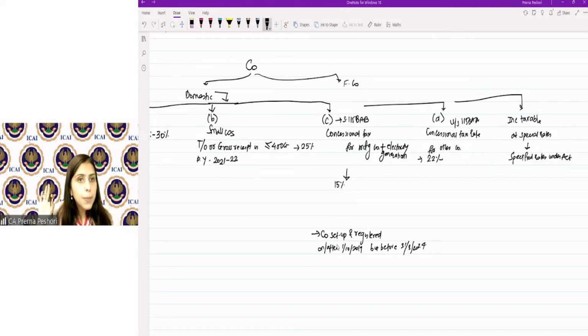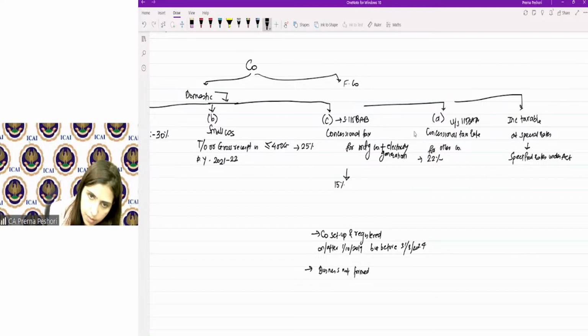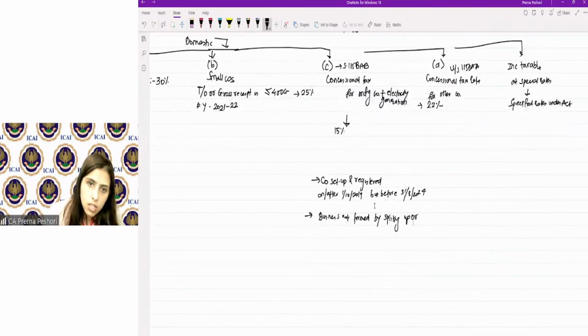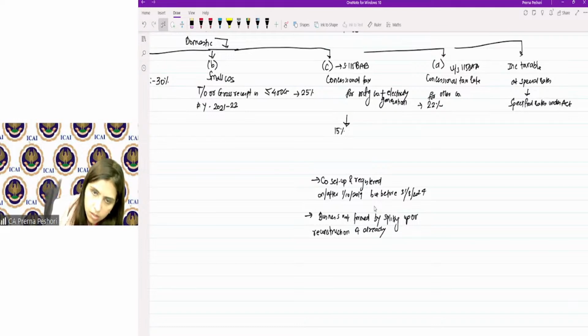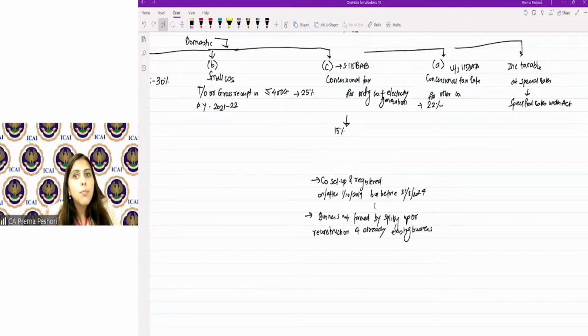The business should not be formed by splitting up or reconstruction of an already existing business. The business should not be formed by reconstruction or the splitting up of an existing business, meaning it should not happen that I'm just starting a new company to claim this particular beneficial rate. It should not be an old business taking the curtain of a new business. It should not be like that.